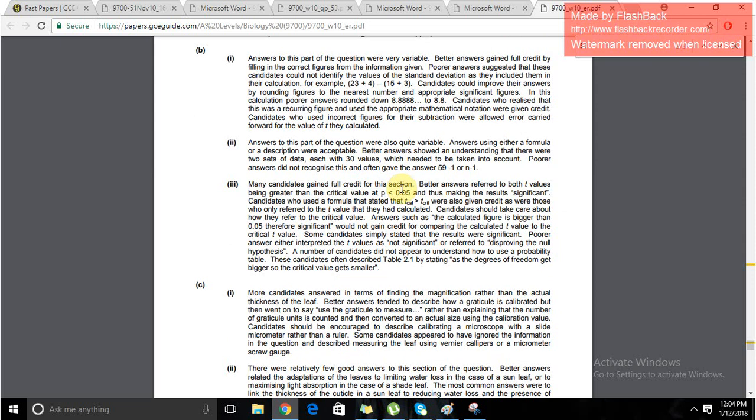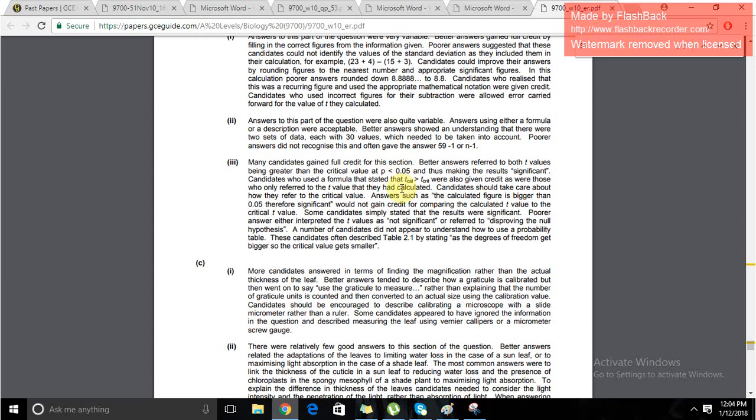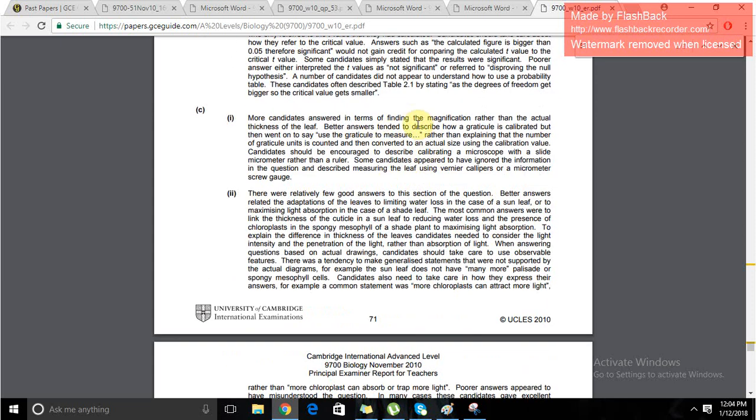Better answers refer to both t values being greater than the critical value. Yep, this was in terms of finding the magnification rather than the actual thickness, which was quite expected. And here they were relatively good answers, but answers related to the adaptations to limiting water loss or to maximizing light absorption.